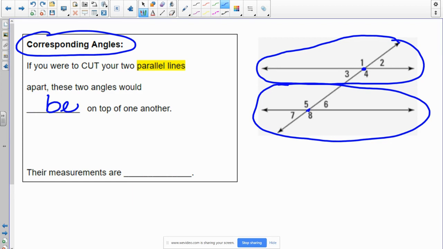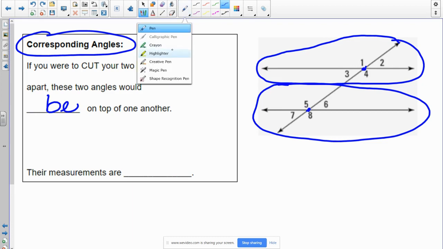So I want to visualize that for you. We would cut the two parallel lines apart, and then we take the middle of this one and place it straight on top of this one. Then we can look at our corresponding angles.